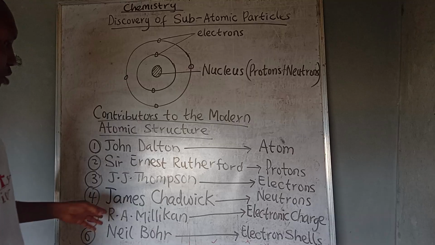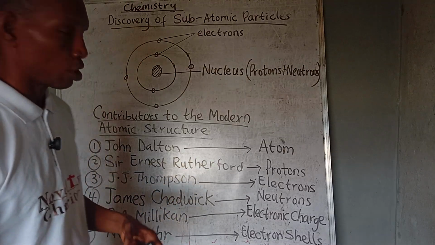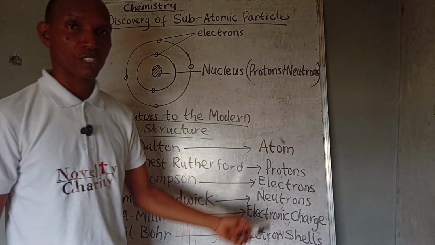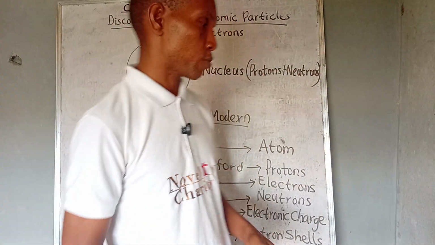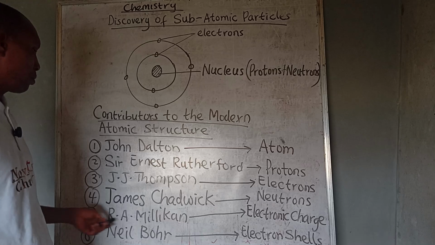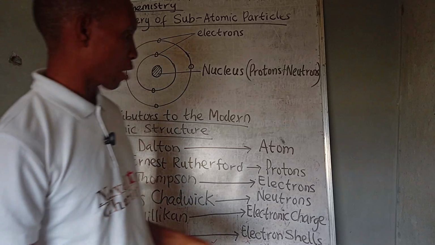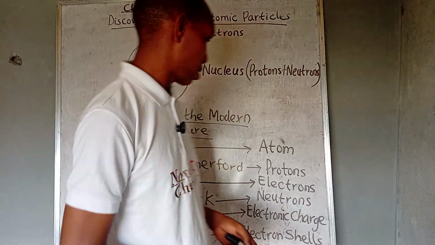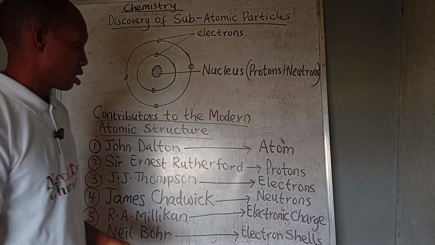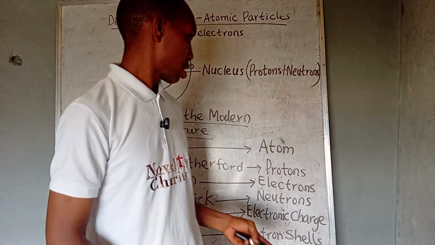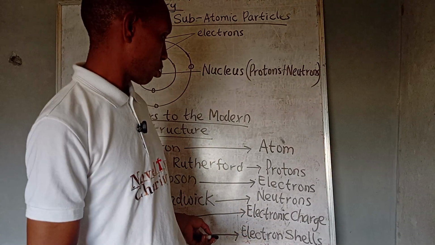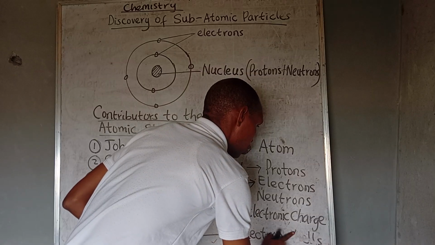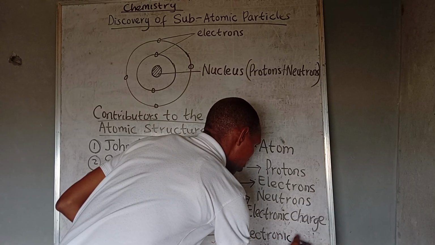Then we go over to James Chadwick. How did he contribute to the modern atomic structure? James Chadwick discovered neutrons through his beryllium foil experiment. Then R. Millikan calculated the charge of an electron through his oil drop experiment. Bohr propounded the theory of electronic shells. Bohr gave us the theory of electronic shells.